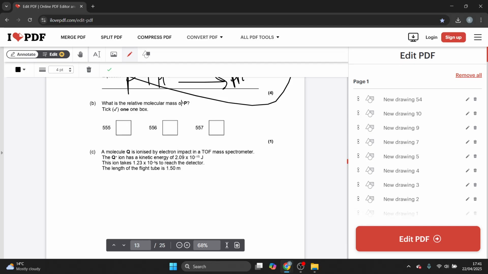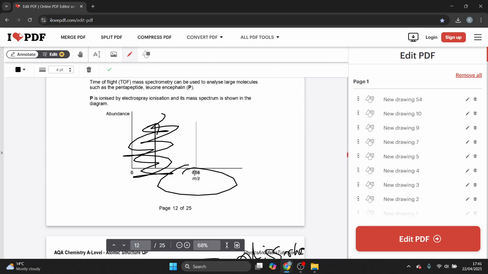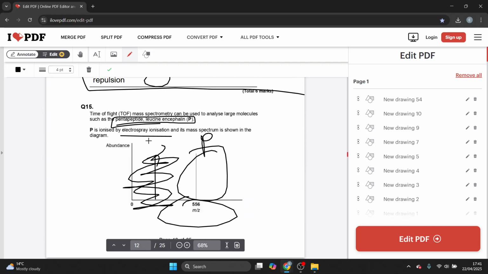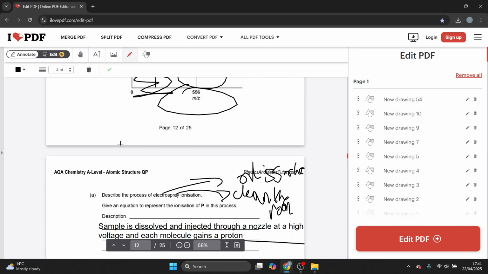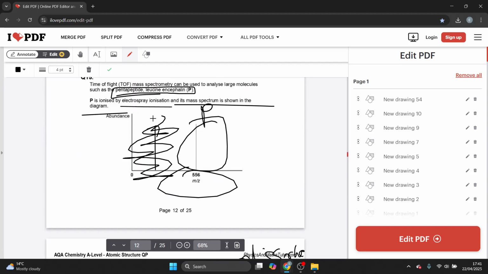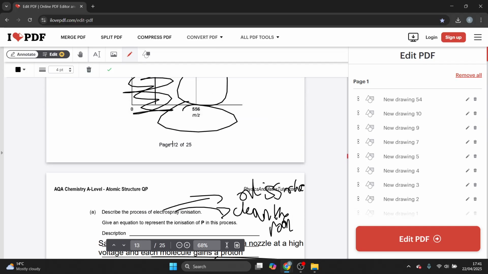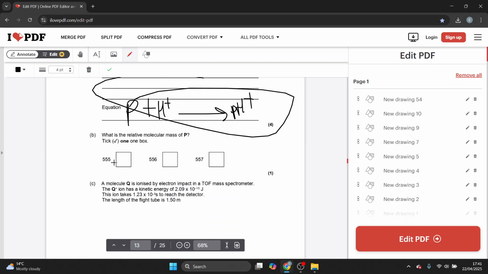What is the relative molecular mass of P though? This one's a bit tricky. Well, in this case, give me the m/z as this. This is P, the pentapeptide leucine enkephalin. You don't need to know that. But the thing is that it's ionized by electrospray, and then the mass spectrum is shown in the diagram. So if I want the relative molecular mass, because it's gained a proton, I want to minus one from this. So 556 minus 1, which you can hopefully tell me is 555. But we need to be able to spot that, and that's why it's a multiple choice question. It's a one marker, but it can trick a lot of students up, including myself.